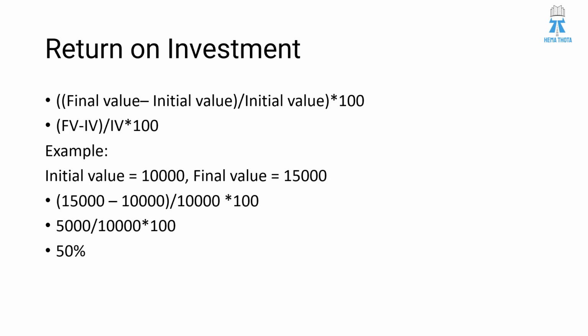And the next formula is return on investment, or ROI. This is the frequent metric which is used in your business discussions. It's final value minus initial value, by initial value, into 100. It is FV minus IV divided by IV into 100. So the numerator has the final value first, and the denominator is IV. You can easily remember this. The example: imagine the initial value is 10,000 and the final value is 15,000. So 15,000 minus 10,000, divided by 10,000, into 100, that is 5,000 by 10,000 into 100, it is 50%. The return on investment is 50%.